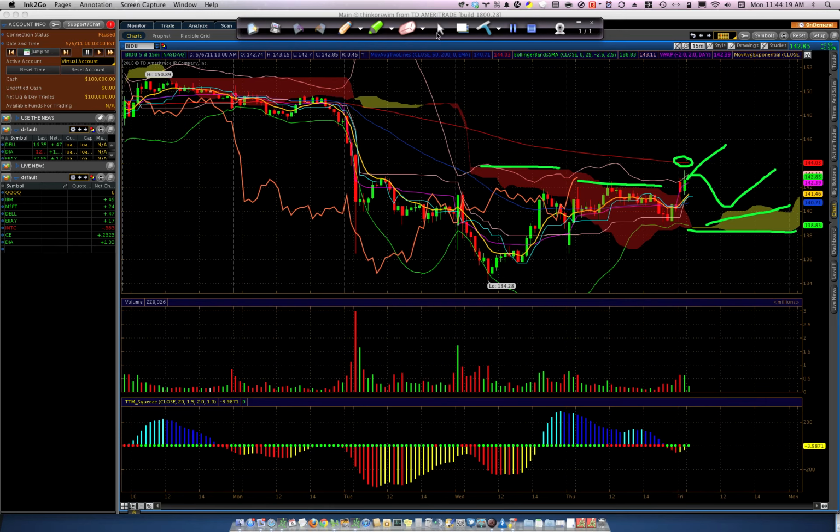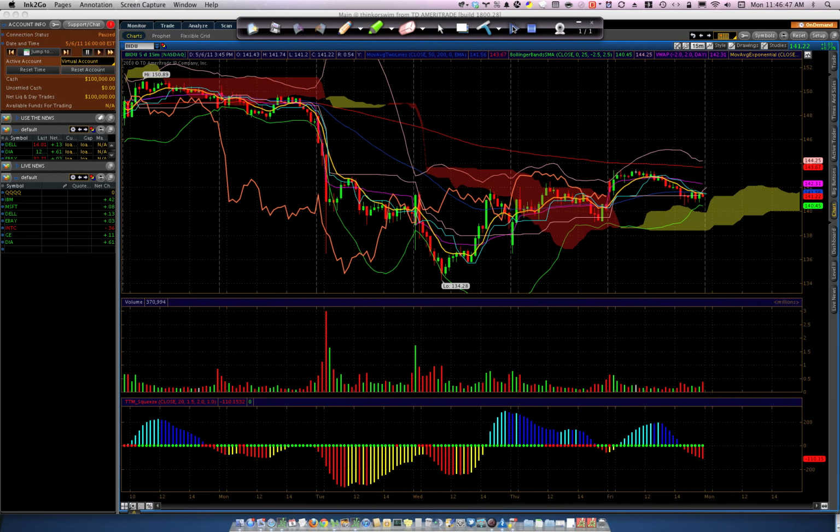We finished Friday having expected to have support here. We never did test it. We expected resistance at the 200. It didn't quite hit the 200. We thought we could move up for the day, and we pretty much finished the day where we started the day. It was a flat day.